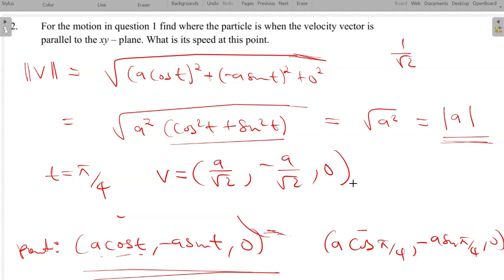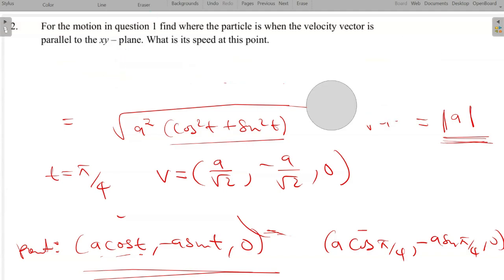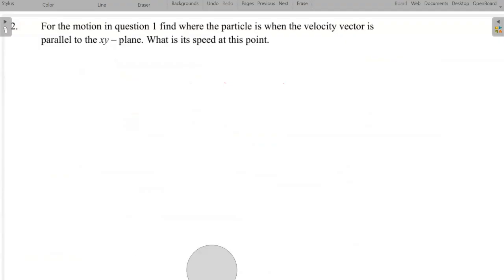So this here is where my particle is going to be when t is pi over 4. That's how you find that. And then the speed of the particle, as I said, is just the magnitude of that vector, of course when the k component is 0, because we're talking about it being parallel to the xy plane.